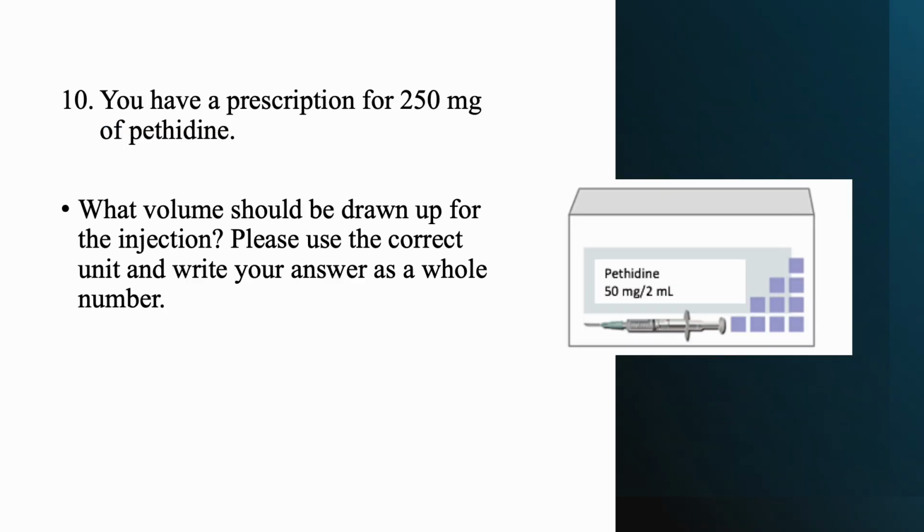Question number 10. You have a prescription for 250 mg of pethidine. What volume should be drawn up for the injection? Please use the correct unit and write your answer as a whole number. So you have to use the correct unit. The question is what volume. When it comes to volume, your answer should be in ml. The unit should be ml, and you have to answer in a whole number, so the answer should be like 10, 20, 50. There should not be any point in between the number.